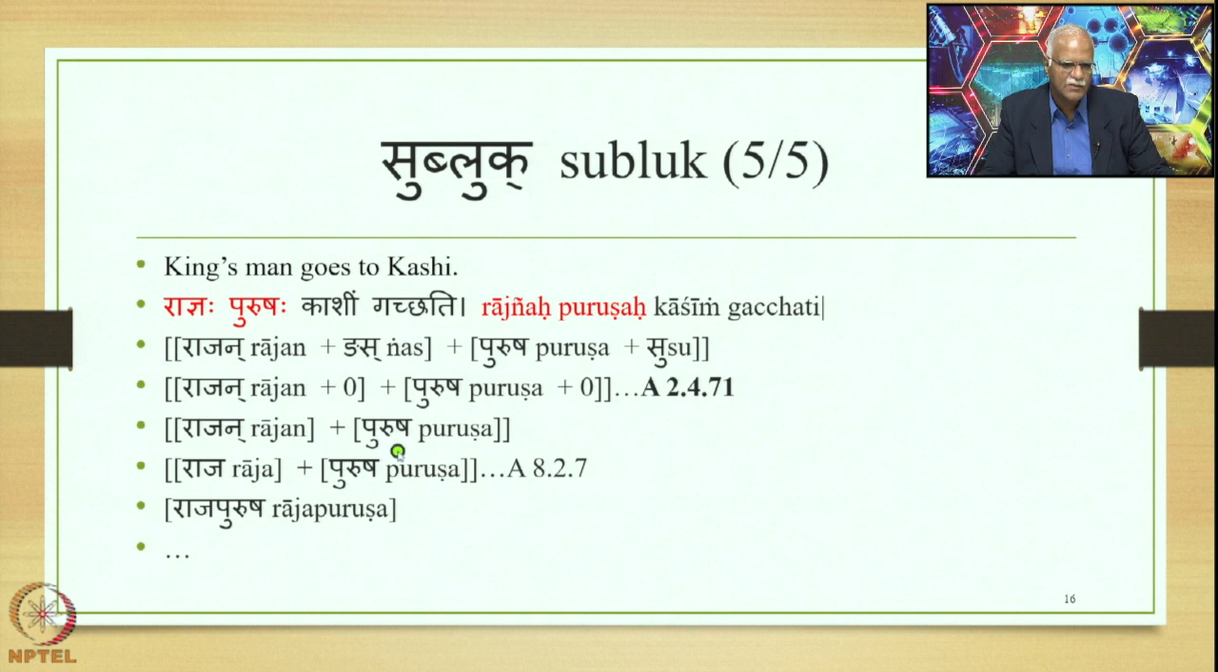So we have Rajan and Purusha, and then we apply 827. And by the application of 827, this na at the end of Rajan gets deleted, and the output generated is Raja and Purusha, and the final output is Raja Purusha. This is the Samasa output. Now this Samasa output becomes a Pratipadika. It is already a Pratipadika, and so it also becomes part of the next sentence, and the Su Pratyaya etc. can be added to this Raja Purusha, and you can have Raja Purushaha, Raja Purushau, Raja Purushaha, etc. as the forms generated of this particular Pratipadika.